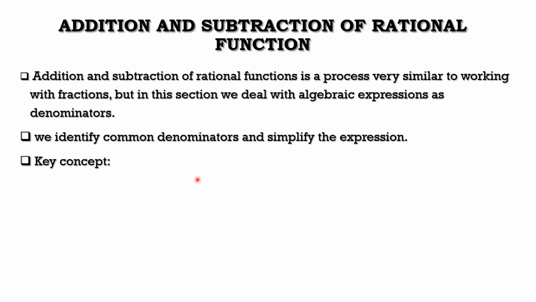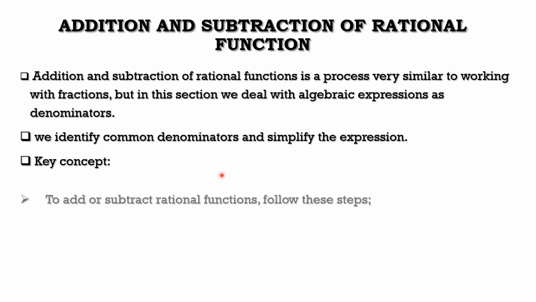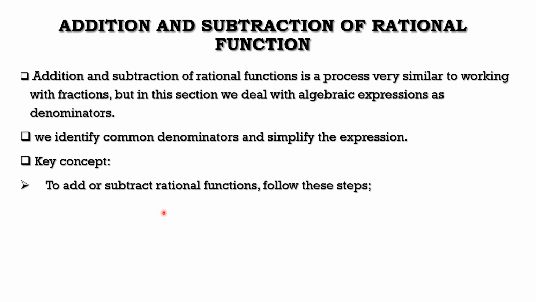So the key concept for this particular study is, number one, to add or subtract rational functions, we should follow these steps. Step one is to find the LCD, which is known as the lowest common denominator. When you have rational functions to be summed up or subtracted, what you have to put in mind is you are always going to get the LCD, that is the lowest common denominator.